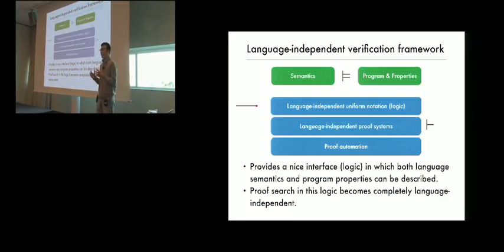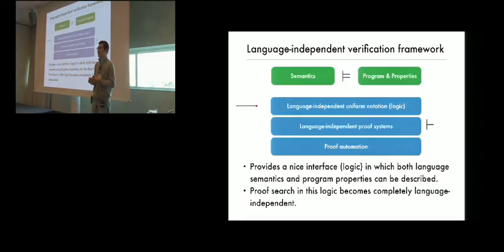In the core of our verification framework, we have a language-independent logic, which serves as a uniform notation in which you specify semantics and program properties. And at this logic level, programs, semantics, and program properties are nothing but formulas in this logic. That means the verification task is reduced to checking the validity of the implication from the semantics to the properties.